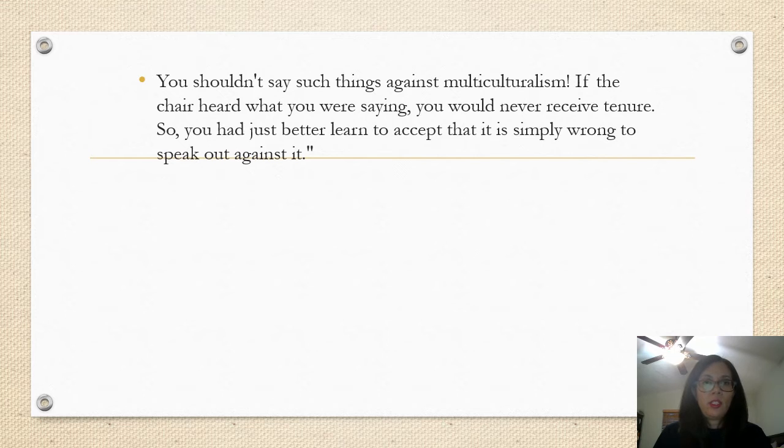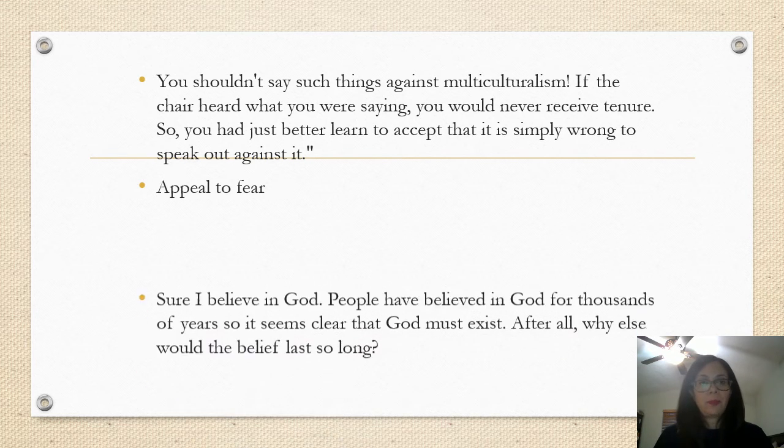Then we have this one. You shouldn't say such things against multiculturalism. If the chair heard what you were saying, you would never receive tenure. So you had better learn to accept that it is simply wrong to speak out against it. The key there is you would never receive tenure. And there's no real reason given for why we can't say these things. It's just wrong. So there's no real room for debate here. But since the fear is incited and you would never receive tenure, this is an appeal to fear.